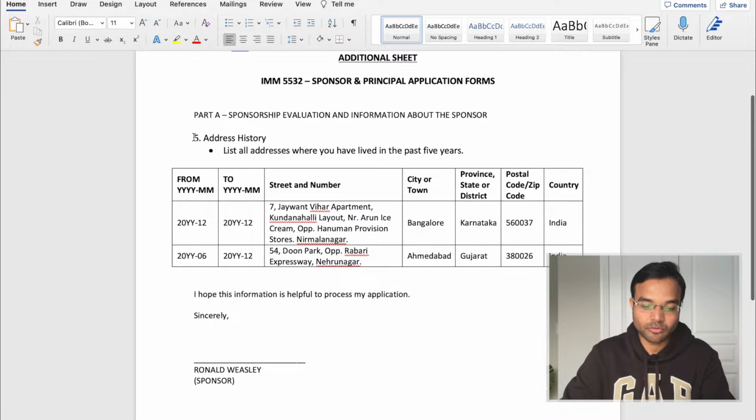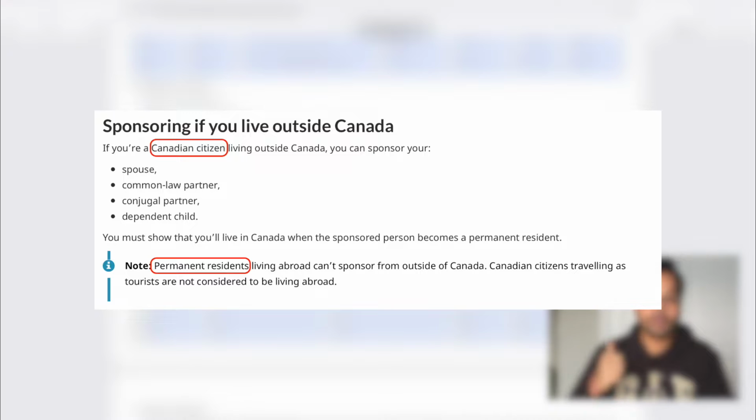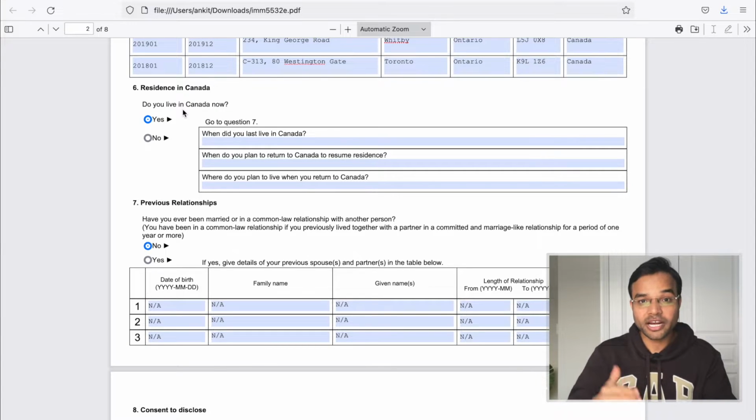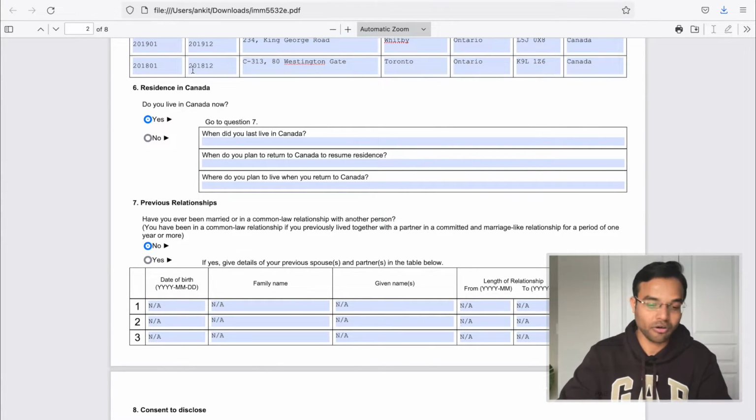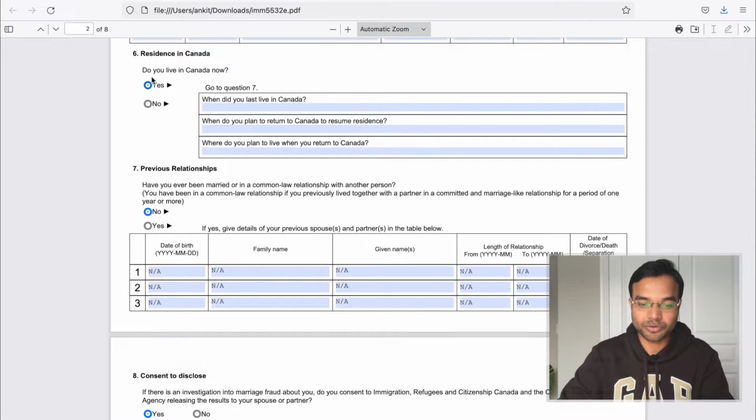Once this is done, I hope this information is helpful to process my application, and the signatures of both the parties. Having done the address question, let's move to the next one, which is residence in Canada. It's pretty straightforward. If you are submitting an online application and if you are a permanent resident, you have to select yes. If you're not in the country, you have to come back into the country and then apply. But if you are a Canadian citizen and you are still living outside the country, then you have to provide the details of when you left Canada, what the plans are to come back to Canada, all that stuff. In our case, it was applicable, so I just selected yes, I live in Canada, and since it was yes, there were no further questions required.